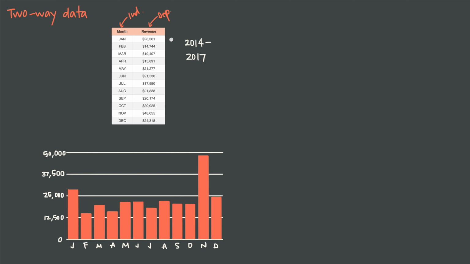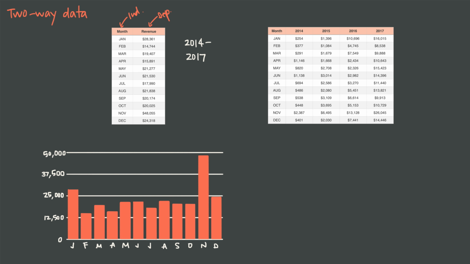The way that we fix that is by creating a two-way table instead to show the detail by year. So here's what that might look like. If we created a two-way table for the artist's revenue, we still have the months down the left-hand side, but now instead of just showing a total figure for each month, we've broken it out by year. So we have detailed data for 2014, 2015, 2016, and 2017. And this is a two-way table, and this is the difference between one-way data and two-way data.